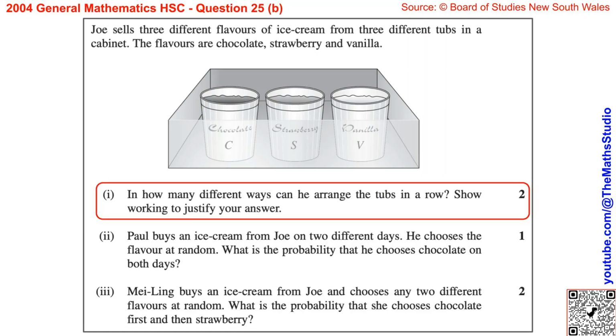Question 25, Part B. Joe sells 3 different flavours of ice cream from 3 different tubs in a cabinet. The flavours are chocolate, strawberry and vanilla. Part 1. In how many different ways can he arrange the tubs in a row? Show working to justify your answer.